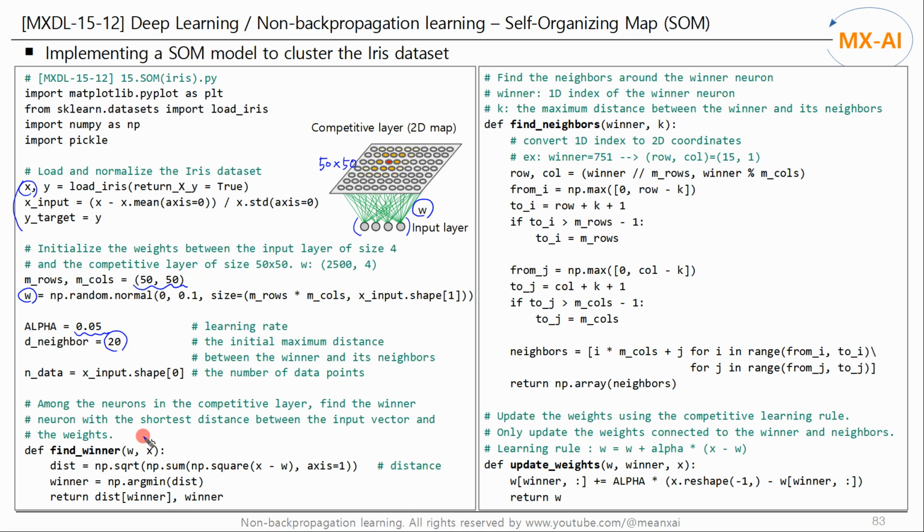Like the competitive learning model in the previous video, we write a function to find the winner neuron based on distance as follows. And as we saw in the previous slide, we write the function to find the neighbors as follows. Then, we write a function that updates the weights connected to the winner neuron and its neighbors using the competitive learning rule as follows.